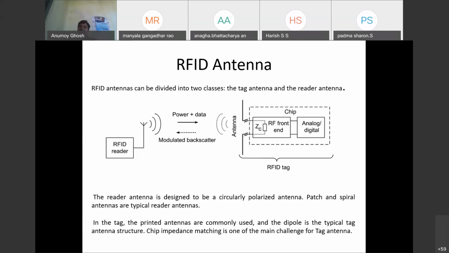And what is the third part? The third part is that the tag antenna impedance should be conjugately matched with the chipset of the tag, as I have told you, because of maximum power transfer from the tag to the chipset. So these are the three parts that you have to keep in mind while designing the RFID antenna.